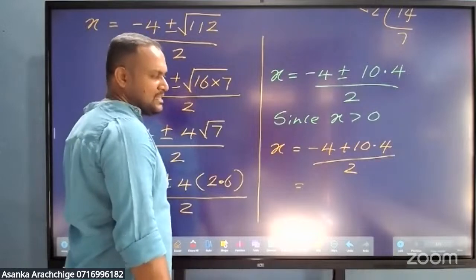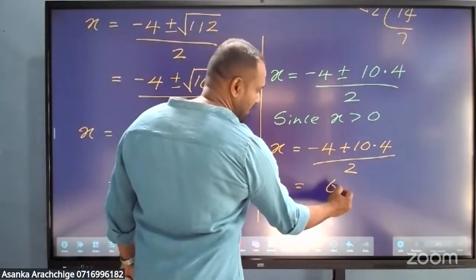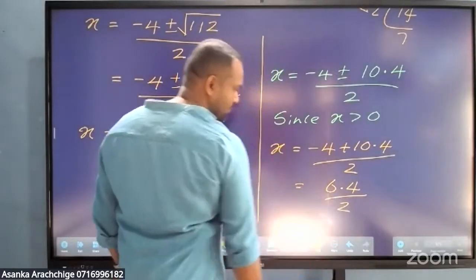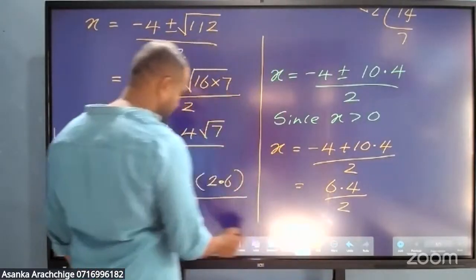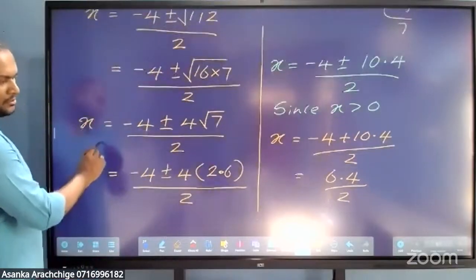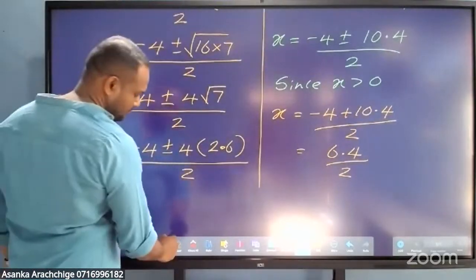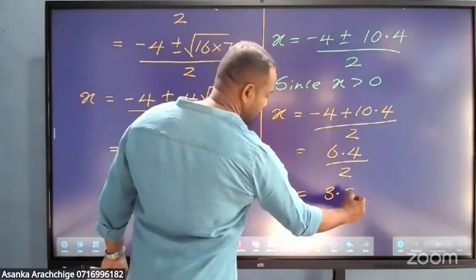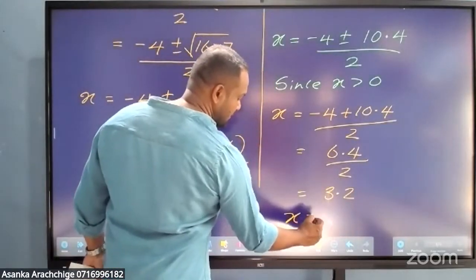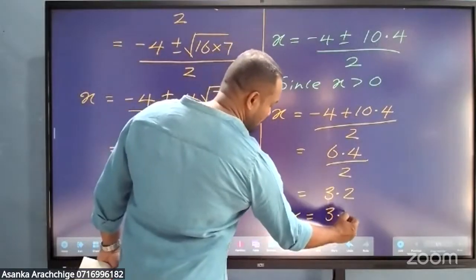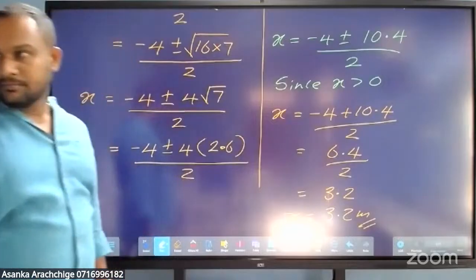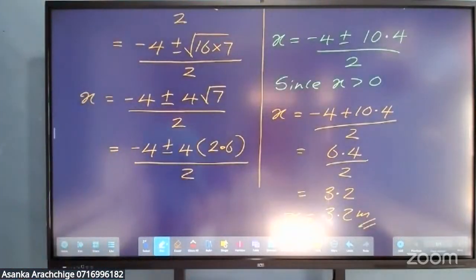Minus 4 plus 10.4 is plus 6.4 upon 2. Therefore, the answer is 3.2. Then x is 3.2 meters. Got it? Answer correct? Very good.